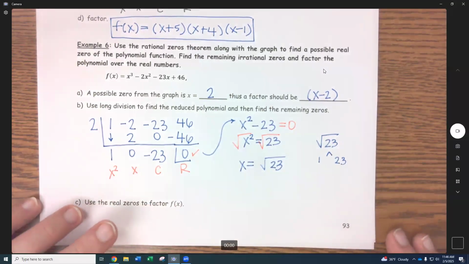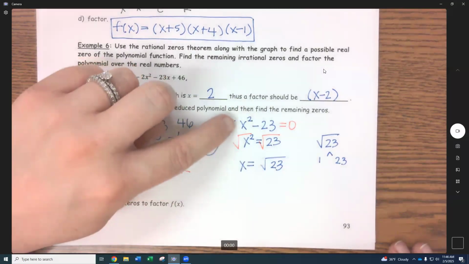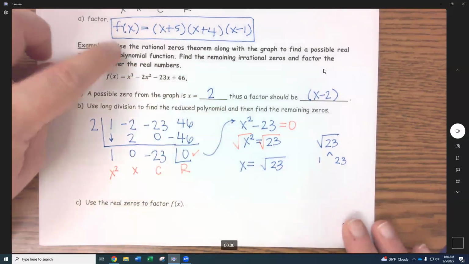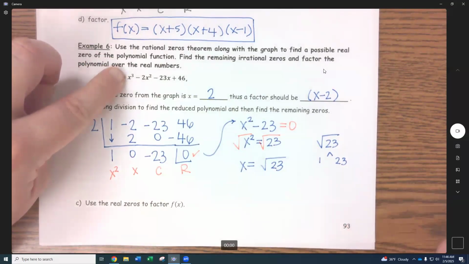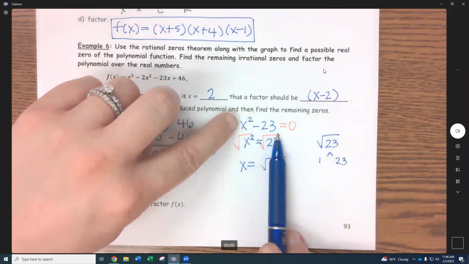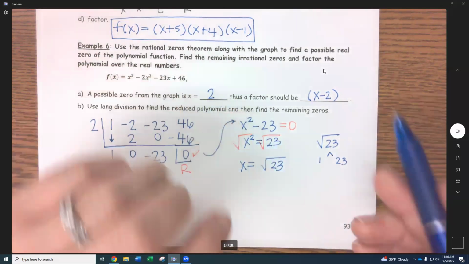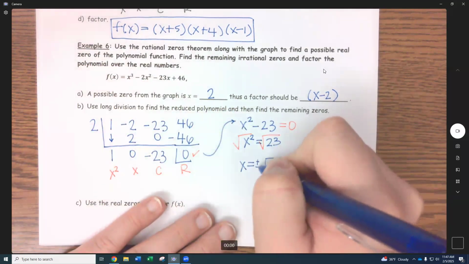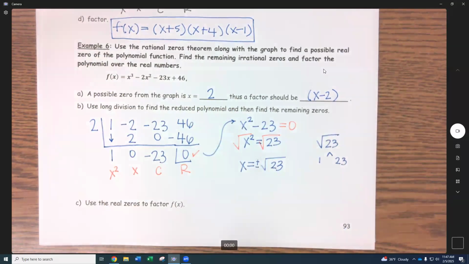What is it? When I have an x squared, I should have 2 answers. Just like when I have an x cubed, I should have 3 answers. So where do I get my second answer from? We need to remember that square root property. When you take the square root, that is plus or minus the square root of 23.